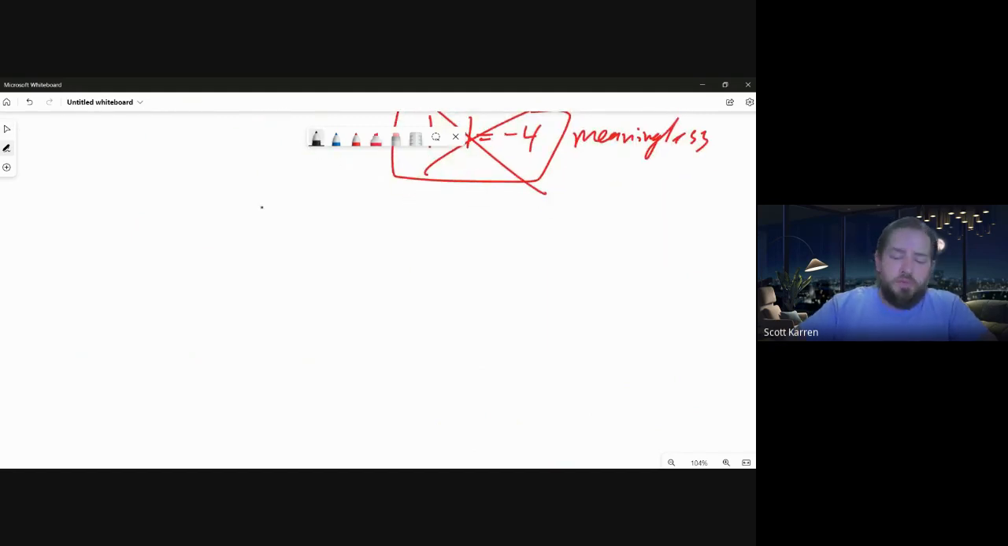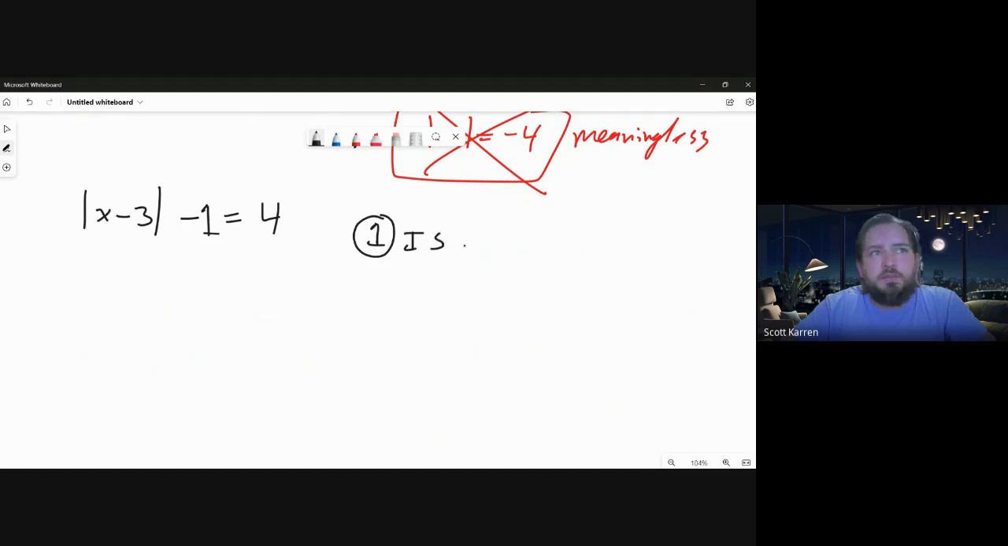But we'll see examples like this. It doesn't always just have to be an x, you might have an expression in there. In this case, the absolute value of x minus 3, minus 1, equals 4. We can still use the addition principle and the multiplication principle, but what I want to do here is isolate the absolute value.